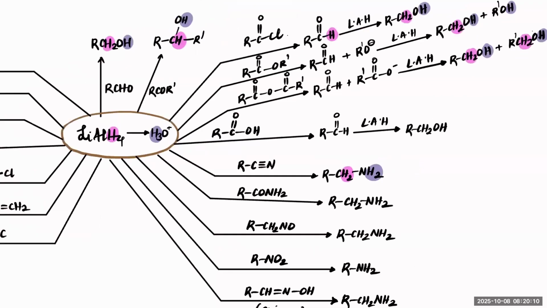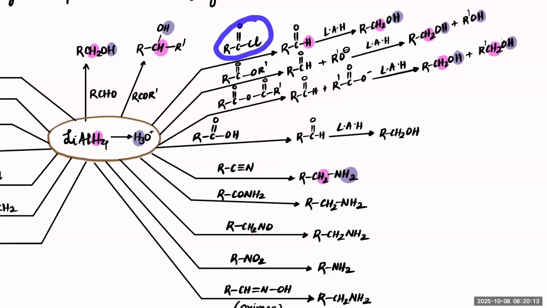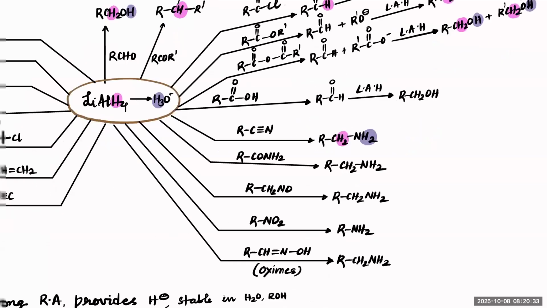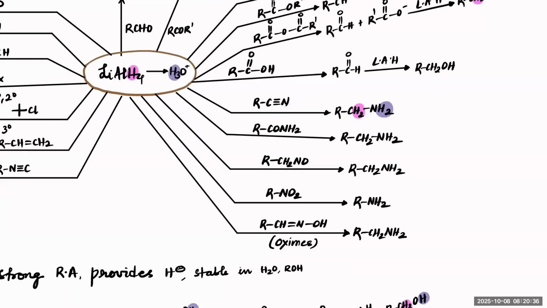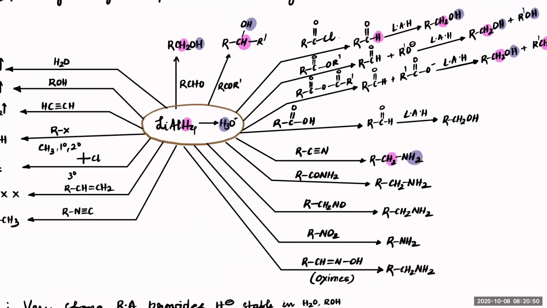Clear? Now check this out. Even if you react with acid chloride, it will first give aldehyde, then further reduction will give you alcohol. Esters will also give aldehyde, further reduction will give you alcohols. Anhydride will give you aldehyde, further reduction will give you alcohols. Acid will also give you aldehyde, further reduction will give you alcohols. Cyanides, instead of giving alcohols, will give you amines. So cyanides, amides, nitroso, nitro, oximes, they all will end up giving amines. This is all the reduction behavior of lithium aluminum hydride.